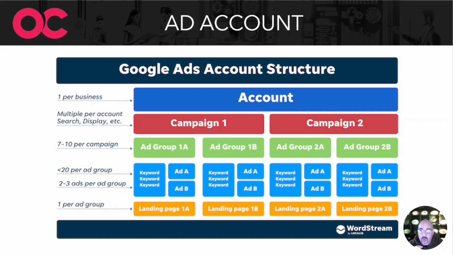Within those campaigns, we're going to have multiple ad groups. So we can see there, maybe 7 to 10 ad groups per campaign. So we're testing different styles of ads within that campaign to see which ones are more effective. Within those ad groups, we're going to have different keywords, and we can test again the different keywords in different ads there. So we've got ad A, ad B. We may have 20 keywords per ad group.